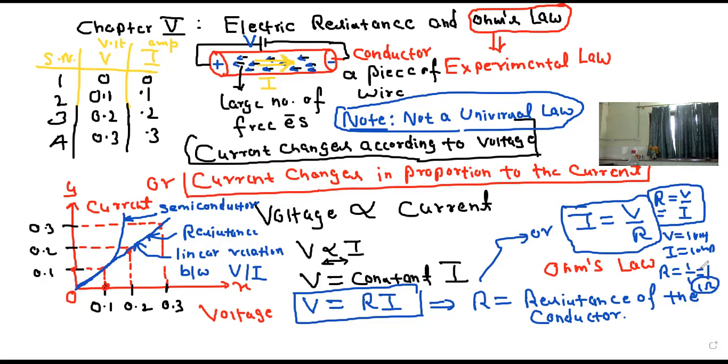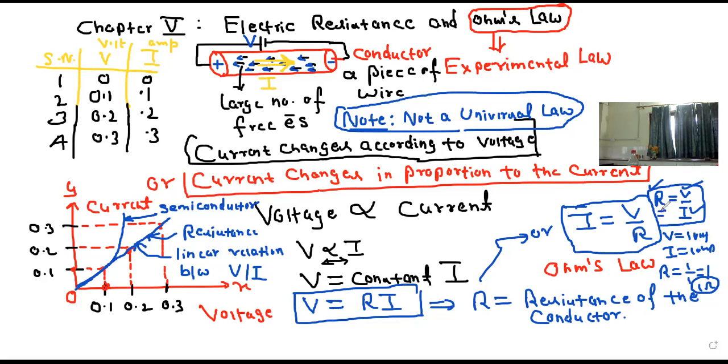So what is the definition of 1 ohm? 1 ohm is that much resistance offered by a wire when it is connected to a voltage source of 1 volt, which produces a current of 1 ampere in the wire, right? So resistance is said to be 1 ohm when the voltage applied is 1 volt and the current flowing through the wire is 1 ampere. So this is the definition of 1 ohm, right?